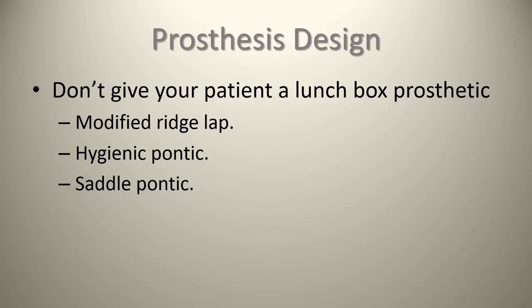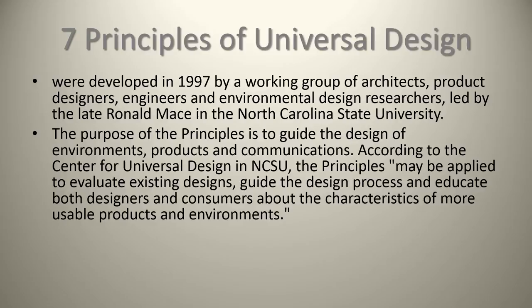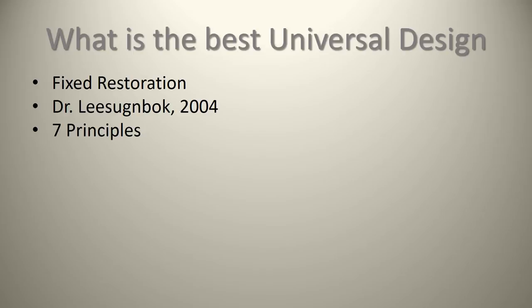So we talk about seven principles of universal design, and these were developed in 1997 by a working group of architects, product designers, engineers, and environmental design researchers led by the late Ronald Mace at North Carolina State University. The purpose of the principles was basically to guide the design of environments, products, and communications, according to the Center for Universal Design at NCSU. The principles can basically be applied to evaluate existing designs, guide the design process, and educate both designers and consumers about the characteristics of more usable products and environments. So basically, how not to give your patient a lunchbox prosthetic, how to give them something that's going to be useful, and give them something that's not going to cause problems.